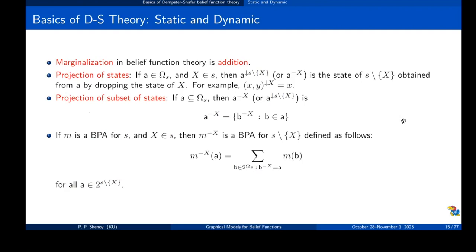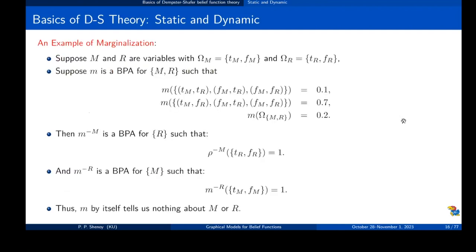Okay, so I'll do an example here. Here's an example of marginalization. Let's say M is a variable with the state space true or false, and R is a variable with state space true or false. And here we have a mass function. There are three objects here out of four. There's another three objects out of four. It's 0.7, this is 0.2. So I want to drop M from this mass function. This is the mass function for M and R.